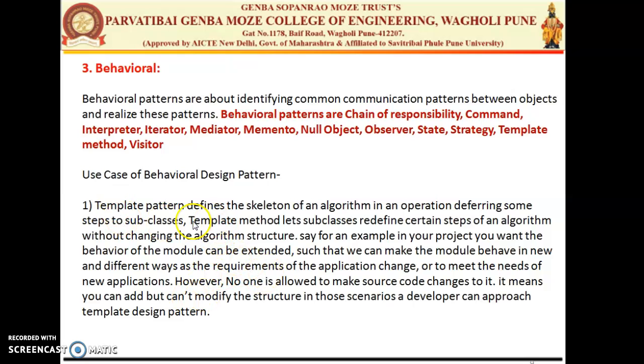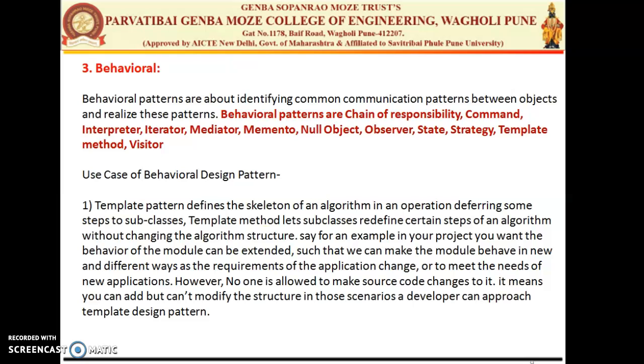Suppose there is a template class defined as a skeleton of an algorithm. I'll simply explain the behavioral pattern. Suppose there is an algorithm and we have to change it without modifying its functionality. The template method lets a subclass redefine certain steps of an algorithm without changing the algorithm structure. So we have to change certain steps. Suppose an example of performance: if you have to increase the performance, you don't modify the core functionality of that particular class, you just modify the non-functional requirement.